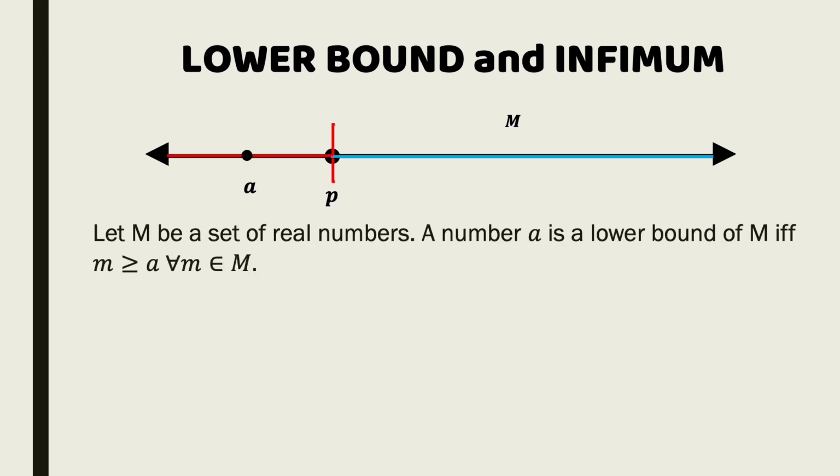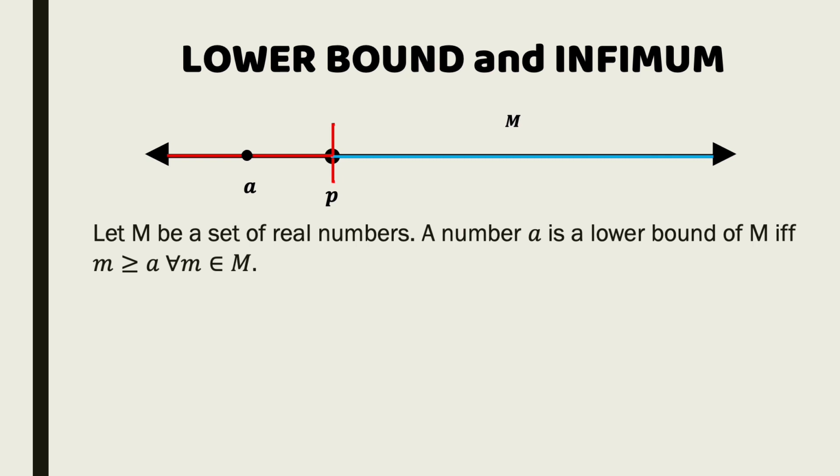We let m be a set of real numbers. A number a is a lower bound of m if and only if m is greater than or equal to a for all m elements of set m. In other words, a lower bound should be less than or equal to all the elements of set m. A lower bound of a set is not unique. Hence, we can identify several lower bounds of set m aside from a.